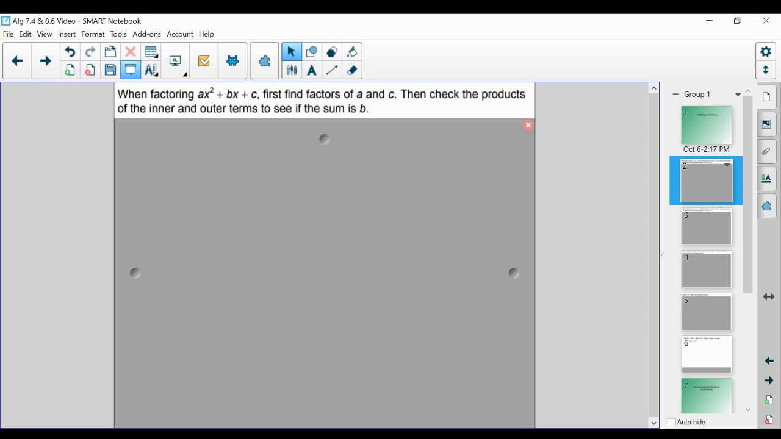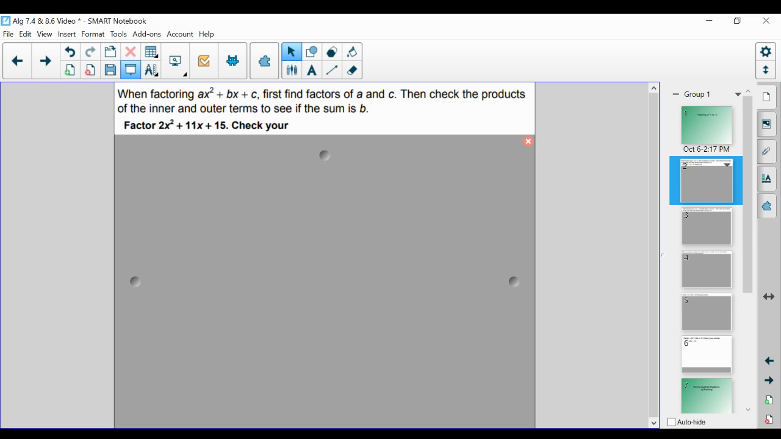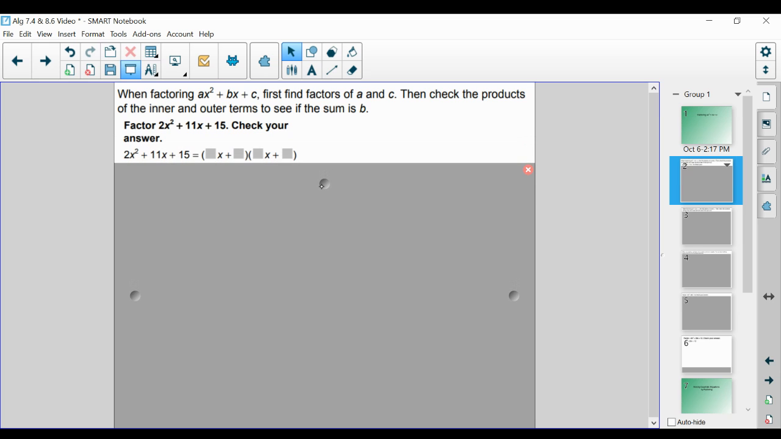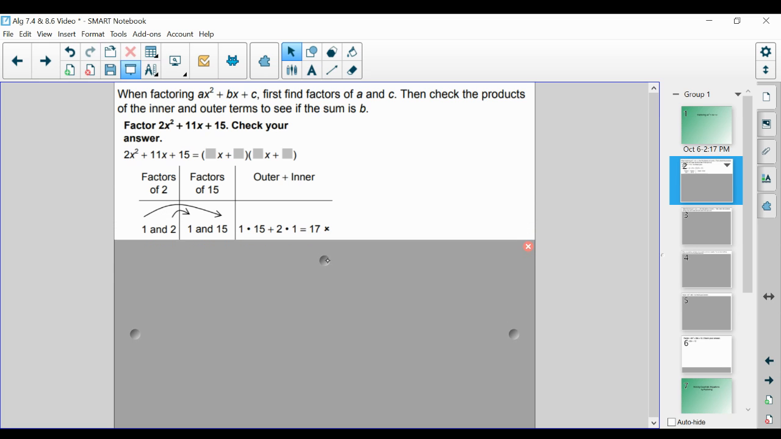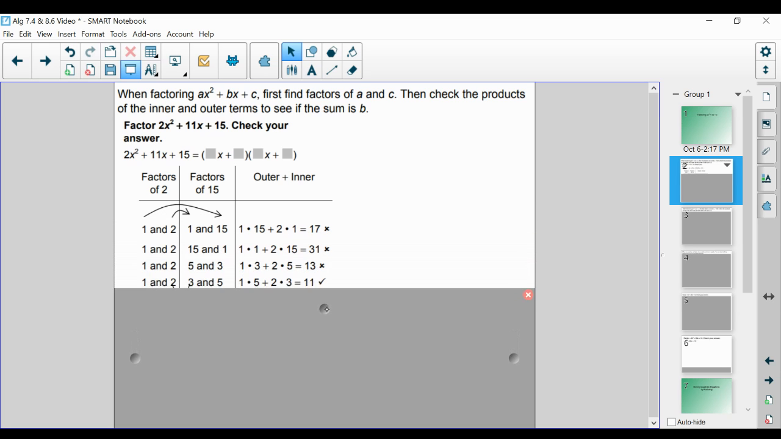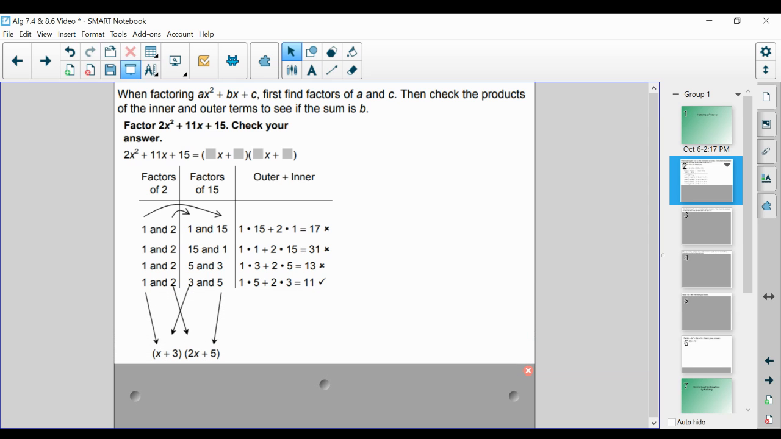So within the first example that your guided notes goes through, we're going to be factoring 2x squared plus 11x plus 15. And what we want to do is find factors of 2 and factors of 15 that when we add them together, that's going to give us a sum of 11. So we have 1 and 2, 1 and 15. We work all the way through and we see that the factors of 2, 1 and 2, and the factors of 15, 3 and 5, when we multiply those together and then we add them, we get 11. So we can substitute them into our two sets of binomials. We have x plus 3 and 2x plus 5.